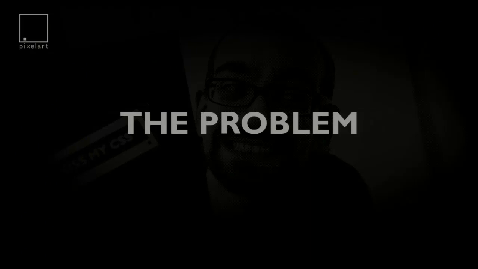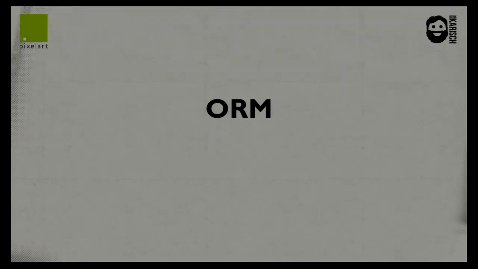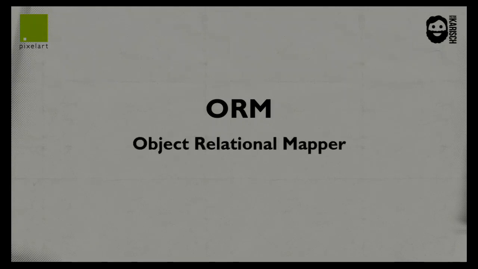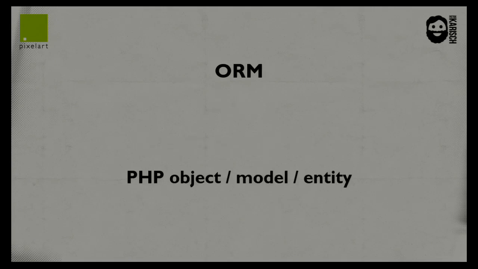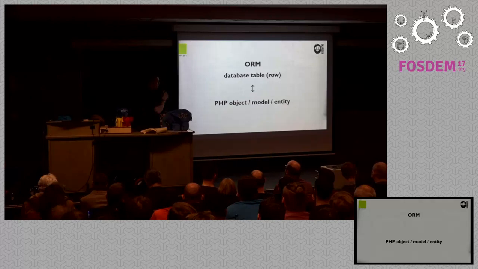Who is working with Doctrine, Propel, or anything else? Not many. So the other half is writing SQL statements on your own, with PDO at least. I hope you don't have MySQL comments on. Okay, so an ORM. What's an ORM? It's an object relational mapper. An object relational mapper maps your PHP object, or model, or entity, however you want to call it. In Doctrine it's called an entity, to a database table. So simply a database row, table.